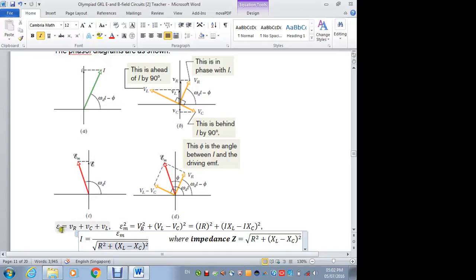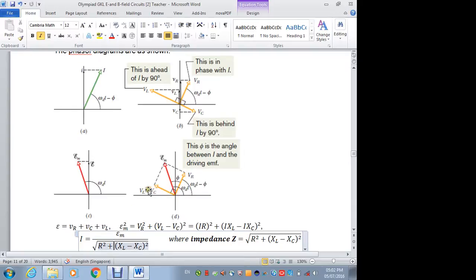This is algebraic. But this one is not. The amplitude is not algebraic. The amplitude will be Em squared equals VR squared plus (VL minus VC) squared because of this vector. So this refers to the amplitude. But the algebraic one is true because of Kirchhoff's second law, so they will add up algebraically. But the amplitudes won't.